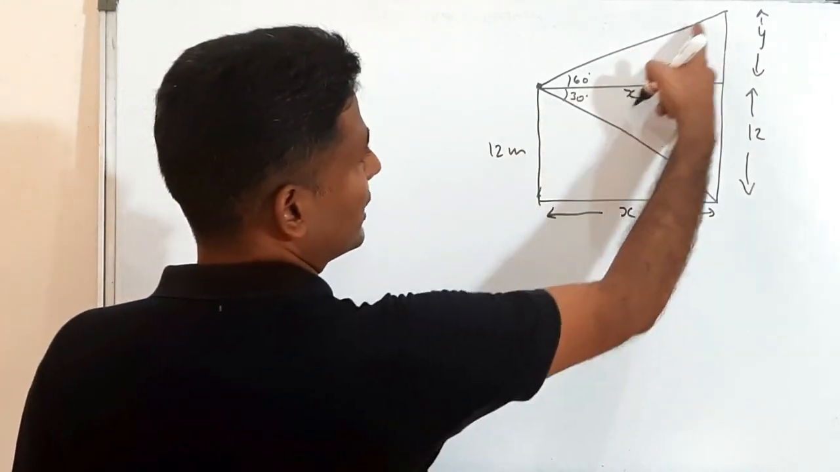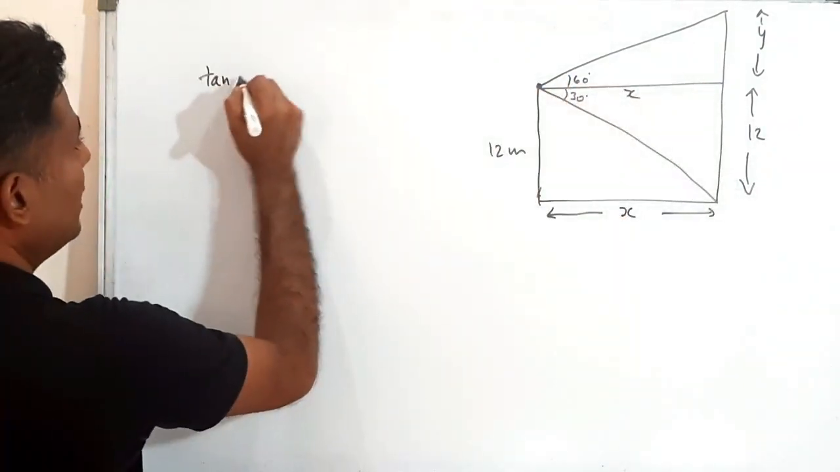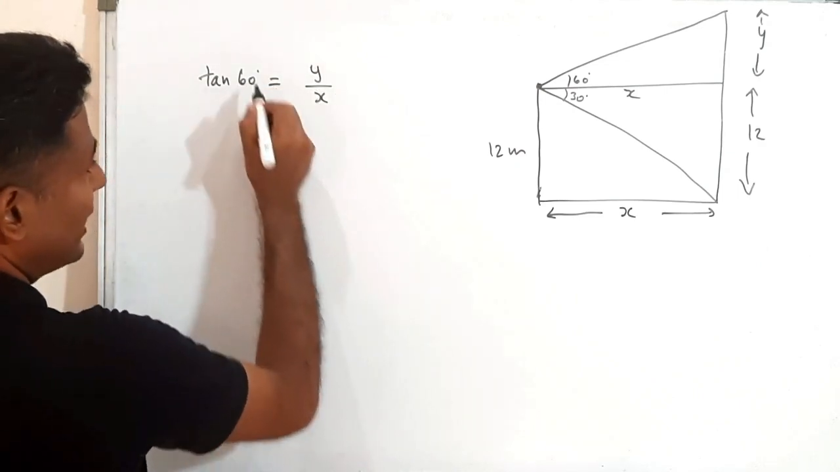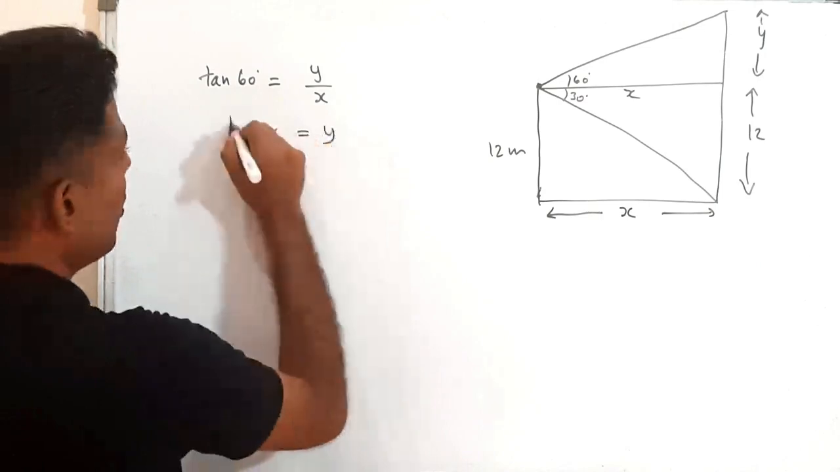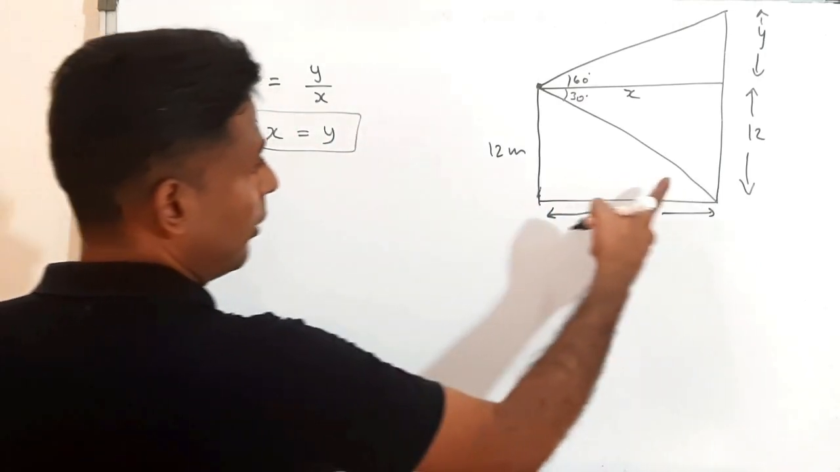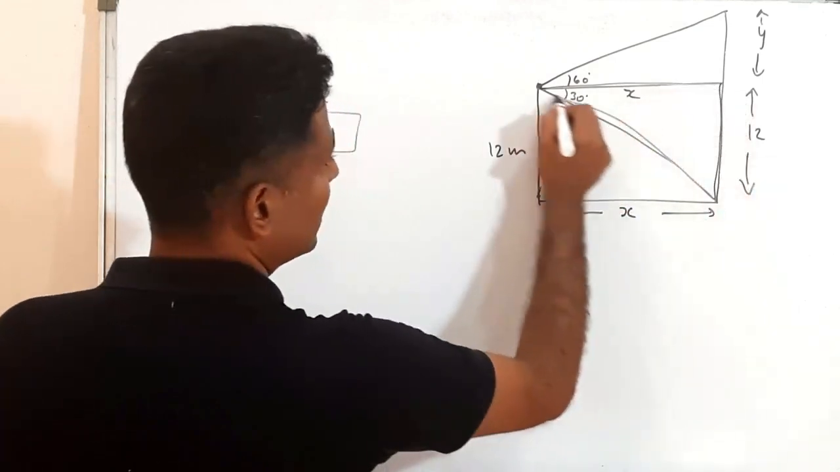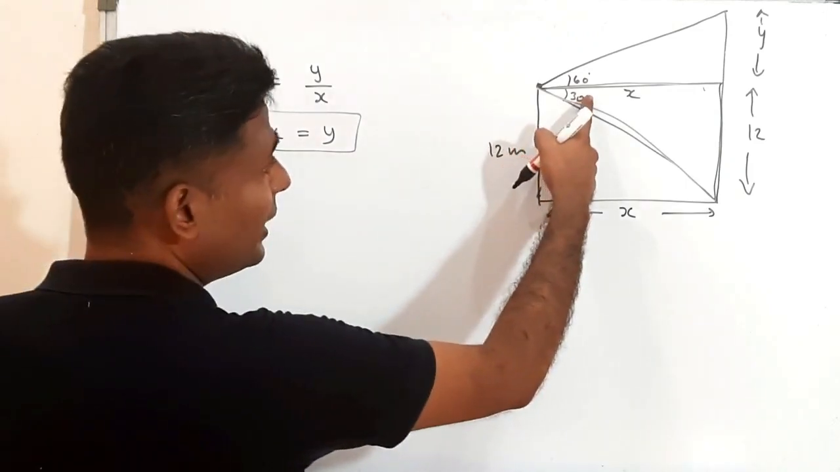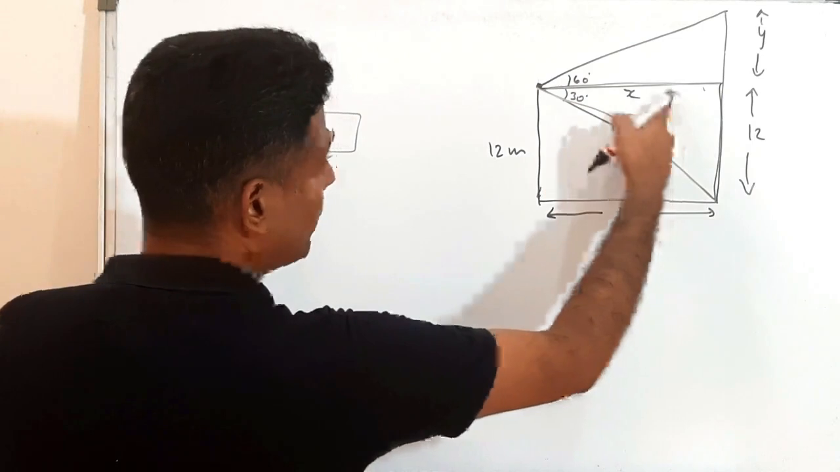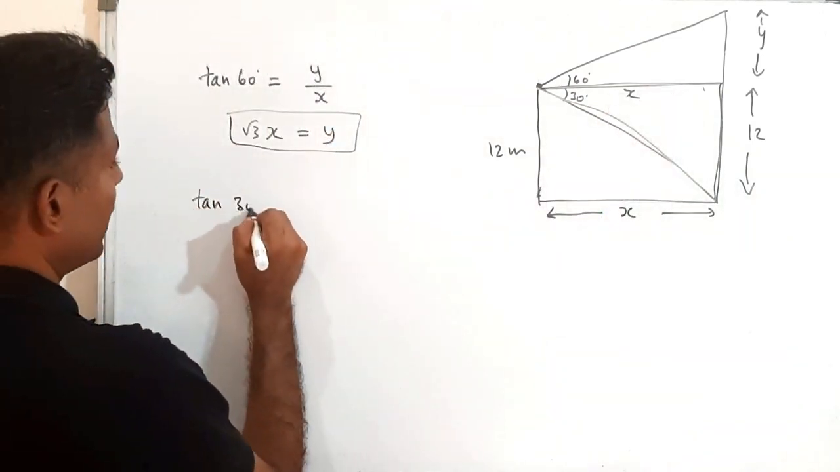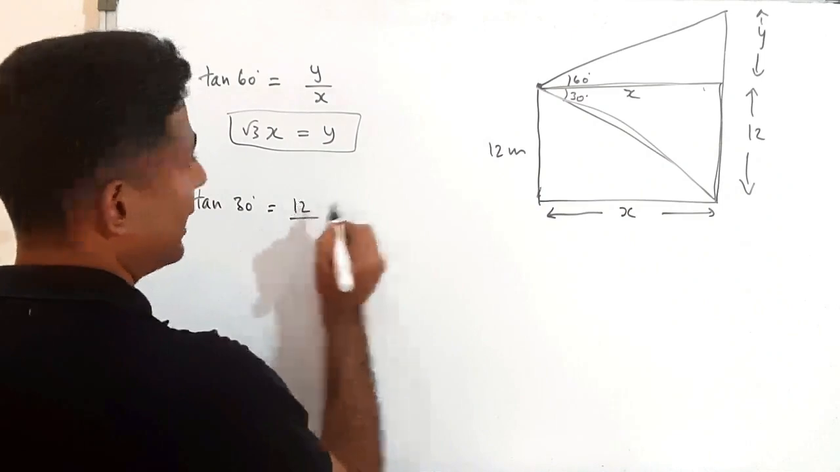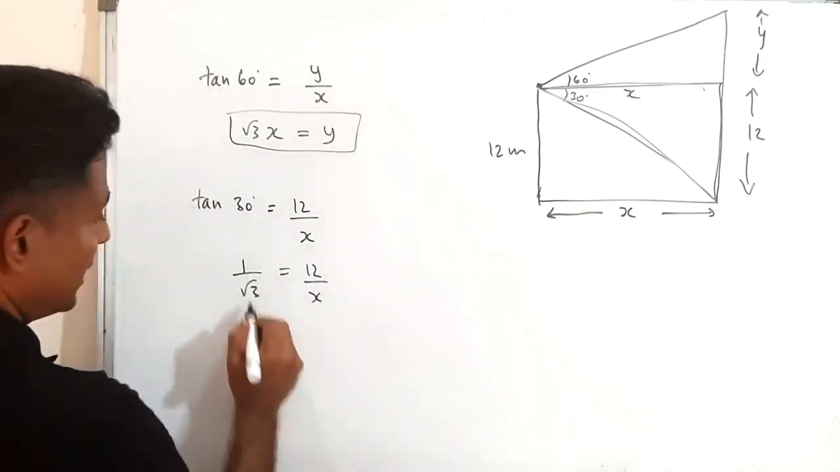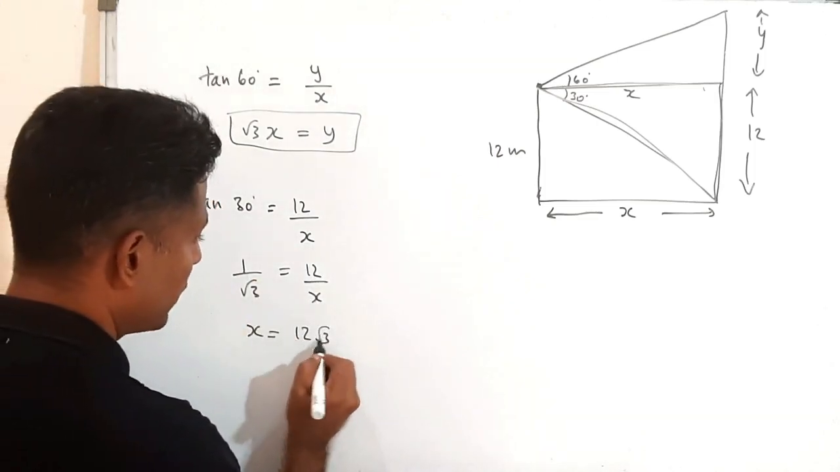Now taking this triangle first, a right angle triangle, we get tan 60 degrees equal to opposite by adjacent, that is y by x. Tan 60 is root 3, so root 3x equals y. So we got one equation. Now taking this other triangle, it is also a right angle triangle. So tan 30 degrees equals opposite by adjacent, that is 12 by x. Tan 30 is 1 by root 3 equal to 12 by x. So x equals 12 root 3 meters.